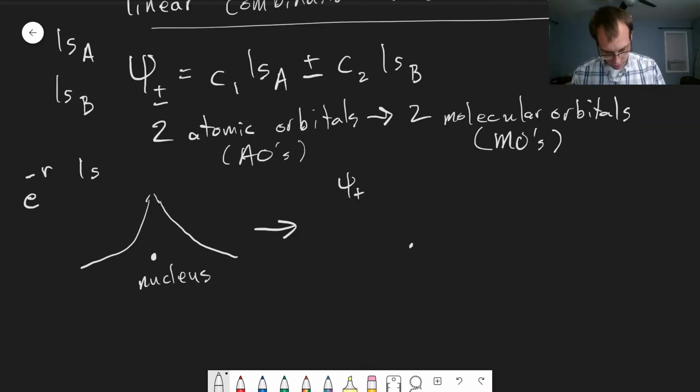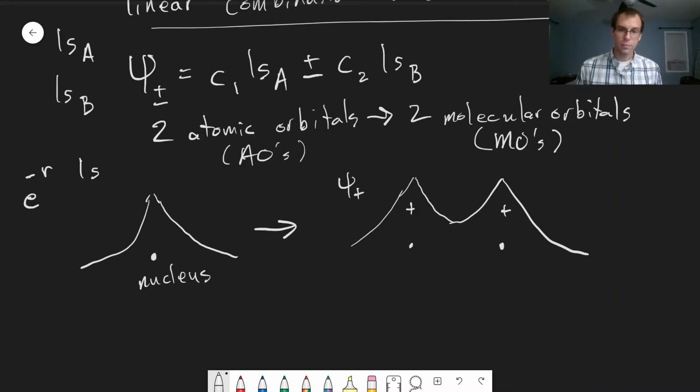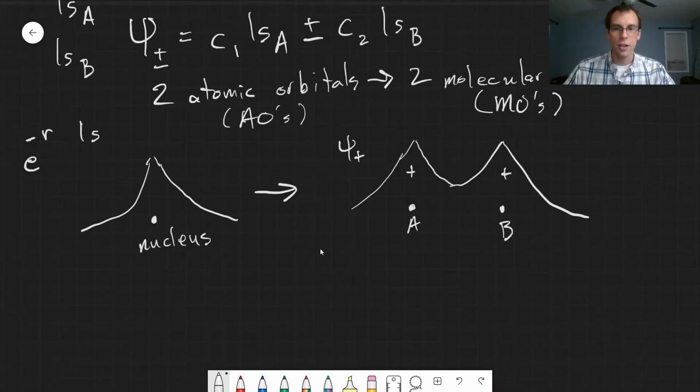So if we add them together, what we'd call psi plus, we're going to get something where we have our two nuclei, and we'll still have this shape, and it'll go down, but it'll increase again here, and we'll see something like this. These will both be in phase, positive. So we'll have some electron density close to nucleus A, some close to nucleus B, and some shared electron density between them. This is what we're used to thinking of as a bond, that our nuclei share their electrons with each other, and this is showing up quantum mechanically.